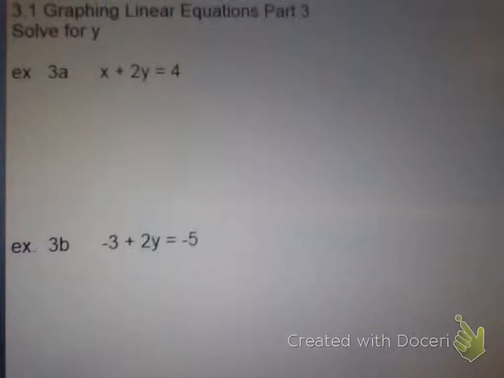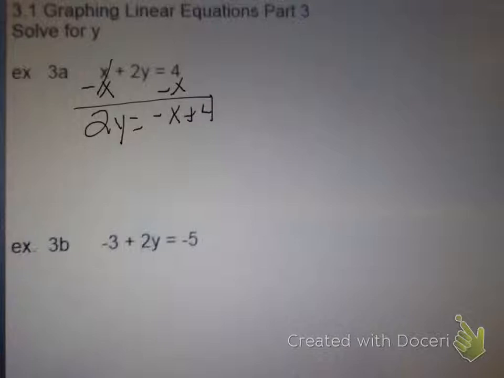Section 3.1, Graphing Linear Equations, Part 3. All we're doing in this equation is solving for y, so we just want to get y by itself. First thing we do is we subtract x on both sides. So that's 2y is equal to negative x plus 4. Always write your x first. Then divide everything by 2.